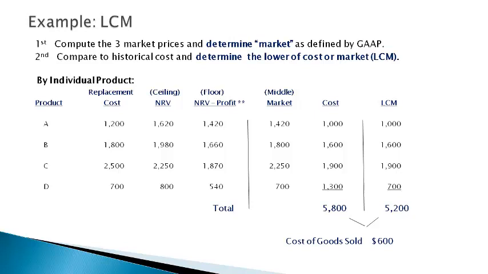In this situation, historical cost is higher than LCM, and inventory must be reduced to the LCM amount or the amount of probable future economic benefit. The key to this approach by individual products is that each product has its own LCM and the adjustment is made based on the total LCM compared to total cost.